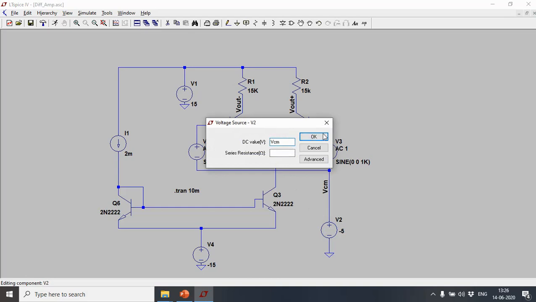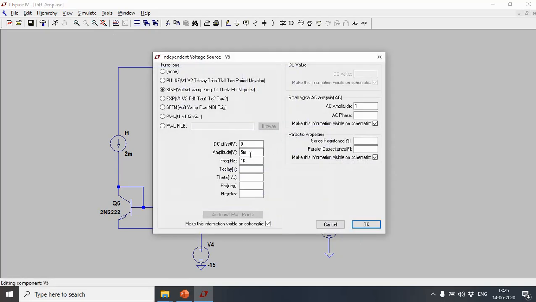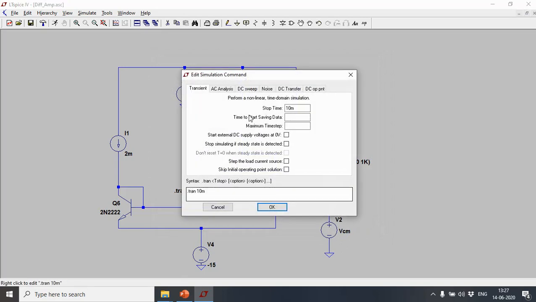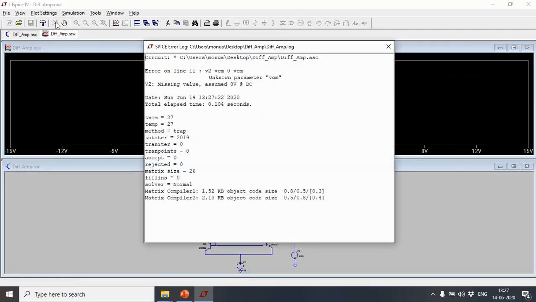I give it as V common mode. Once we have given it as a common mode signal, let me remove all these AC signals. AC amplitude is 0. Let me give it as 0. So these are just dummy sources presently. Only this I have defined as a variable. So let me go to DC sweep, and this is V2. Since it's V2 out here, I have given V2 here. I am starting its value from minus 15 to plus 15. Okay, and I do the run.